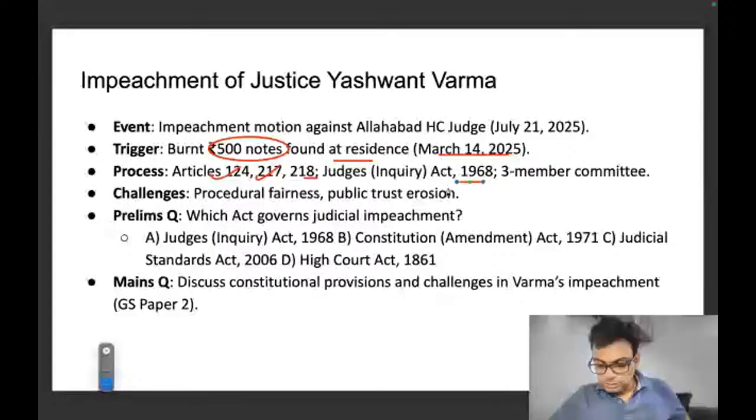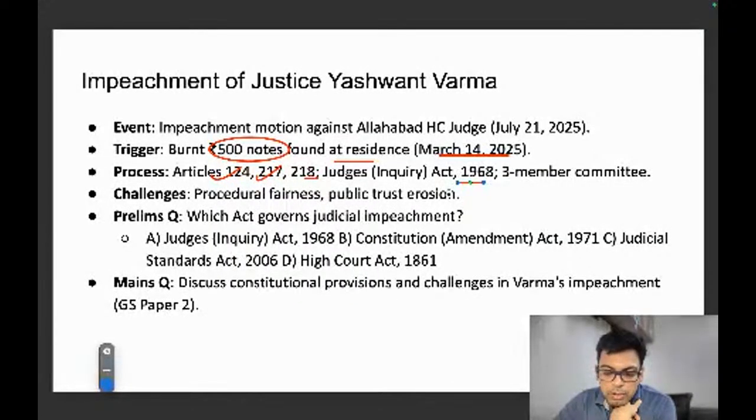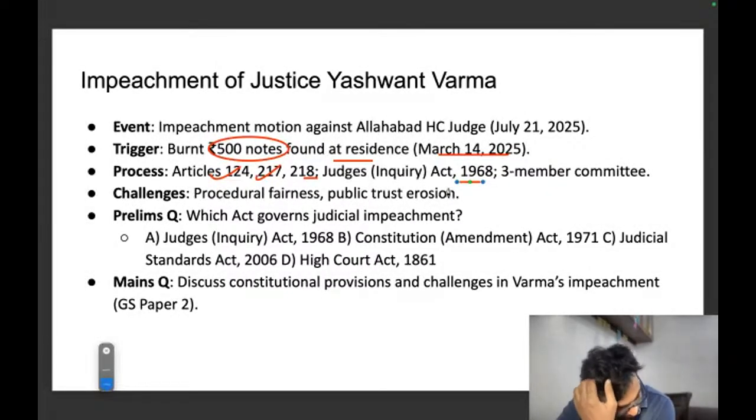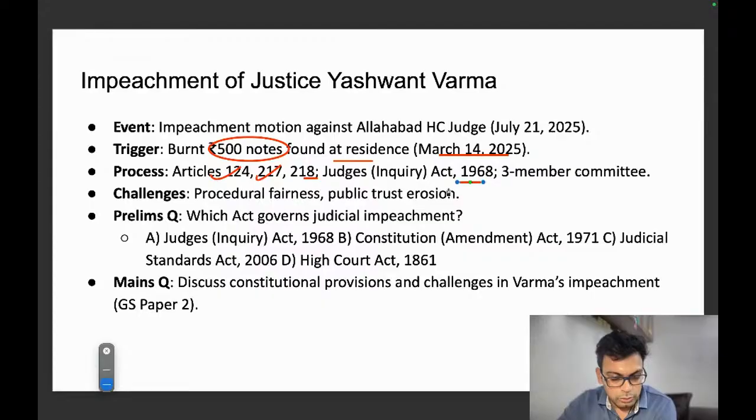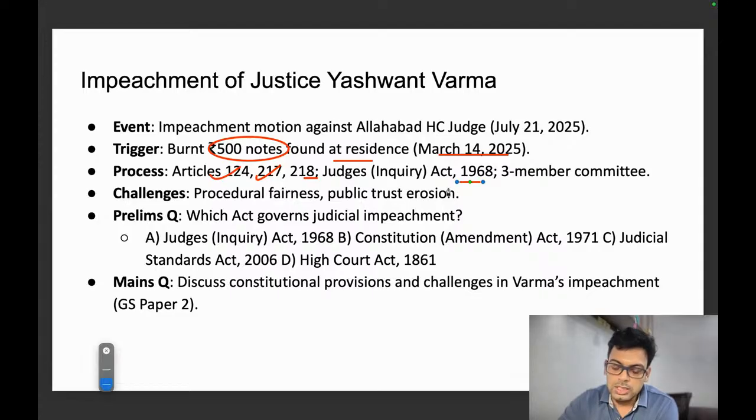So basically, there is a three-member committee. The moment the motion is introduced in the Lok Sabha or Rajya Sabha, depending on the house, the presiding officer will decide whether to admit it or not. If they say that we are not going to admit it, it dies then and there only. But if they admit it, then there will be a three-member committee consisting of a Supreme Court judge, a High Court judge, and a jurist. They'll probe the allegation, and within 3 months they'll report. And after the report, the parliament will vote on it, and it will be sent to the President of India, and the judge will be removed.